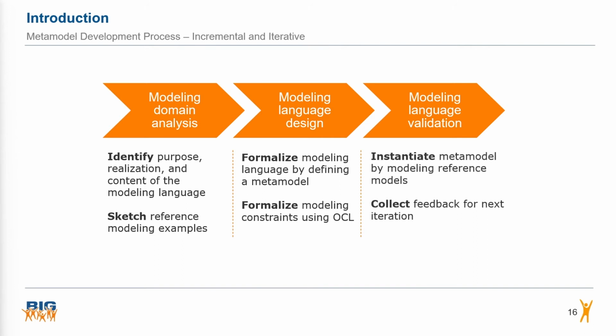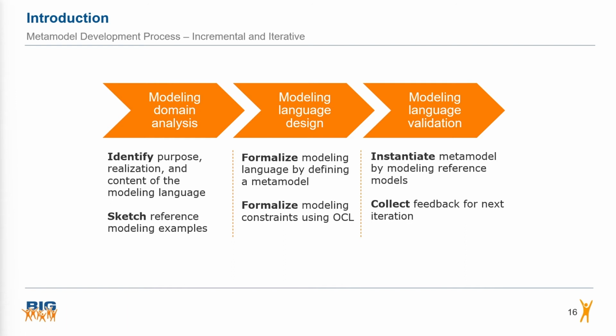Eventually, we have the modeling language validation step. So here you instantiate the meta model to look if you can actually recreate the reference sketches that you have created in the first place. You maybe also expose your meta model and your tool to users, and you collect feedback and see whether or not they are satisfied, whether or not the meta model is expressive enough to cover all of the different models that you would like it to cover or to represent. And this, of course, then leads to a new iteration.